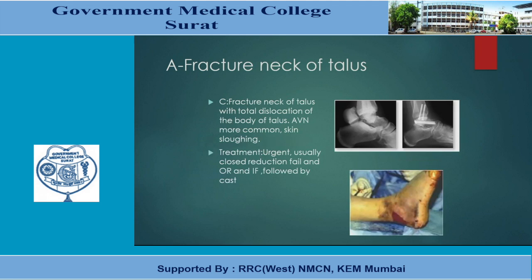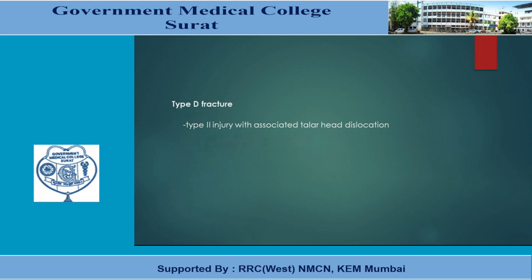This is the talus outside the ankle joint. Type 3C: fracture neck of talus with dislocation of the ankle joint. So this leads to open reduction and internal fixation of the talus. Type 4: injury associated with talar head dislocation.